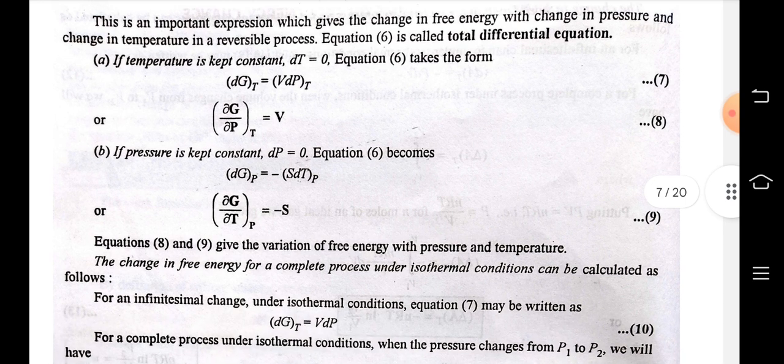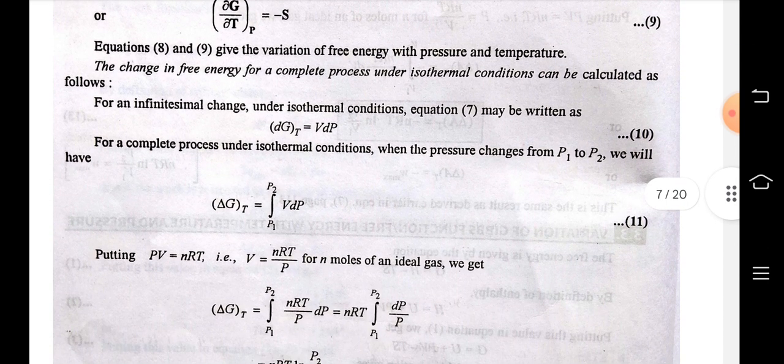This is an important expression which gives the change in free energy with change in pressure and change in temperature in a reversible process. It is called the total differentiation equation. If temperature is kept constant, dT is equal to 0. dG at constant temperature is equal to VdP at constant temperature. Equation 7: (∂G/∂P) at constant temperature is equal to V. Equation 8: if pressure is kept constant, dP is equal to 0. (∂G/∂T) at constant pressure is equal to minus S.